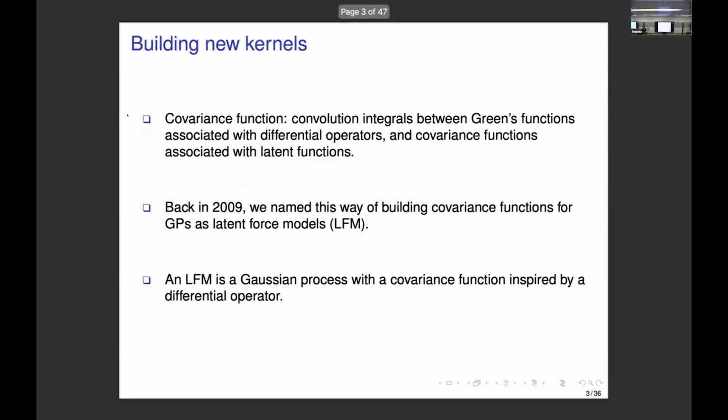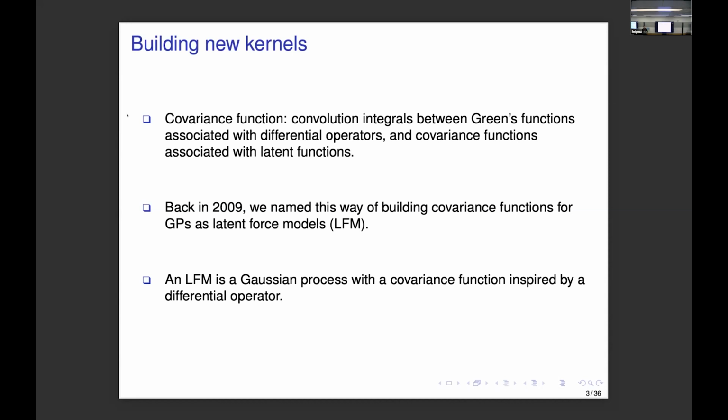So basically, what we want to do is to build covariance functions. The most important aspect of a Gaussian process is the covariance function, and we want to build covariance functions that have some inspiration from physics, associated with differential operators and covariance functions associated with latent functions.